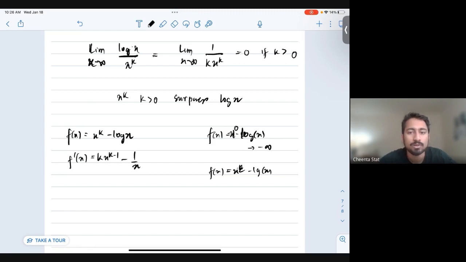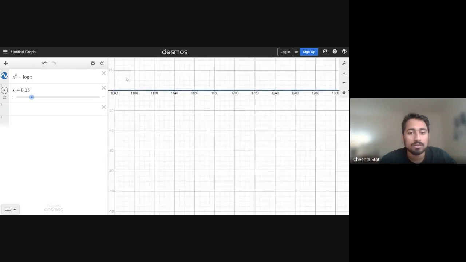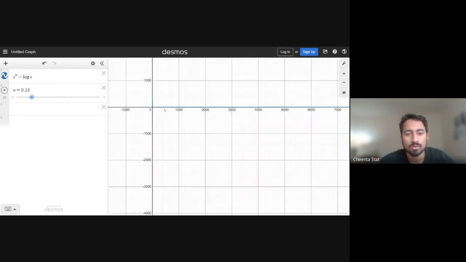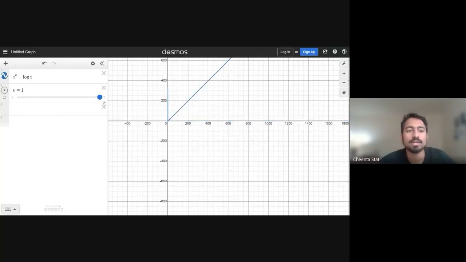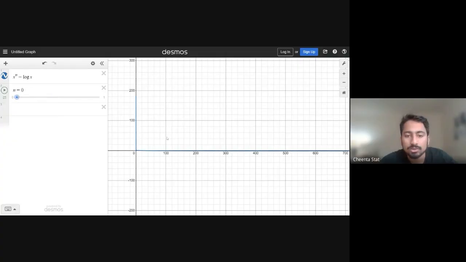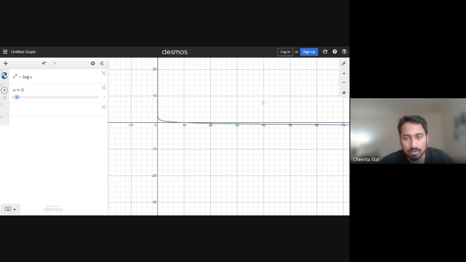Can you see the screen, guys? If you have 1, it's like this, and then you decrease, decrease, decrease. All of these are good, all greater than 0. But when you go to 0, you can see it's becoming negative.